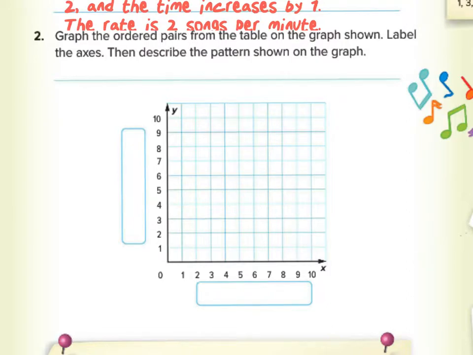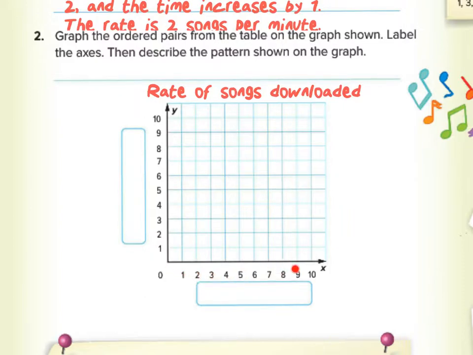Question 2. Graph the ordered pairs from the table on the graph shown. Label the axis. Then describe the pattern shown on the graph. So we have to label the axis, okay? Well, technically, the first thing you ever want to do when you make a graph is write a title, okay? The title will tell you what information you're looking at. Since we're talking about downloading music and the time it takes to download the music, my title will be Rate of Songs Downloaded.